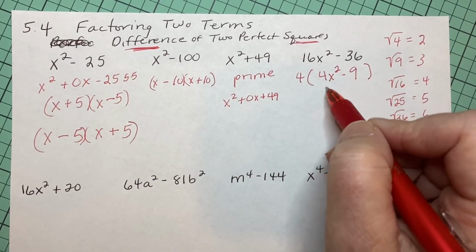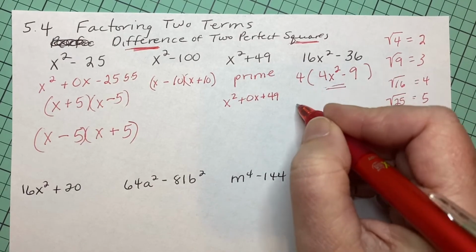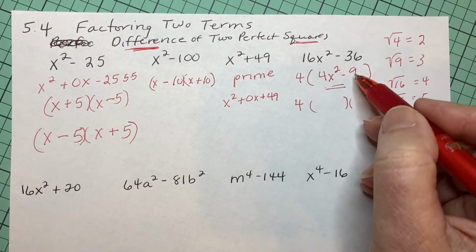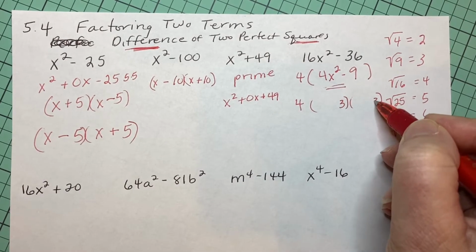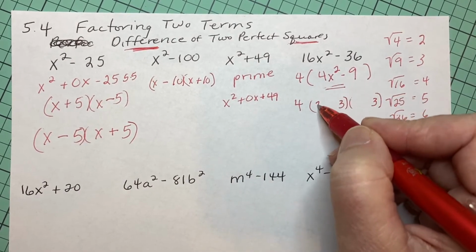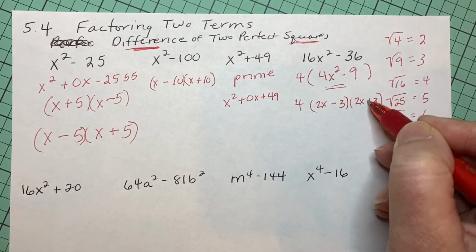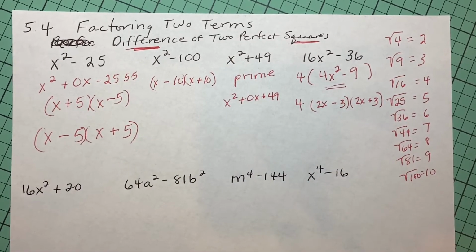And now what's left here is the difference of 2 perfect squares. So the 4 would come down. You do your 2 parentheses. The square root of 9 is 3 and 3. The square root of 4x squared is 2x and 2x. Make one of them negative, one of them positive.